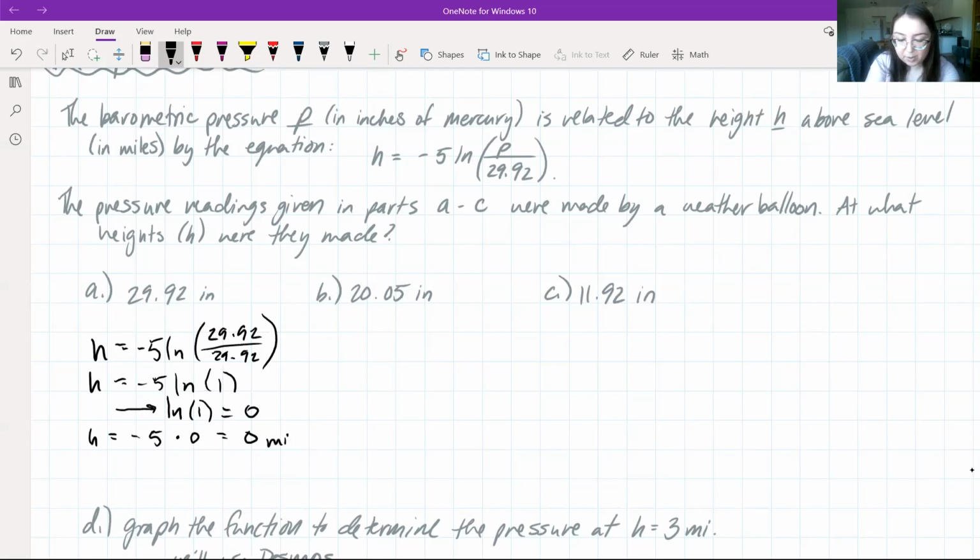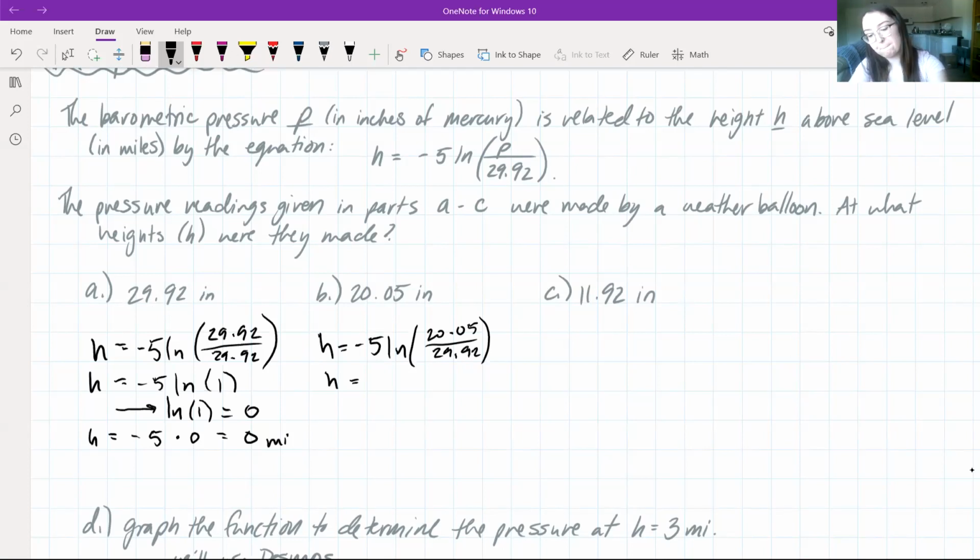Now we'll do the same thing for part B. We have h is equal to -5 times the natural log of 20.05 divided by 29.92. I invite you to take a moment and calculate this on your own. If you have, you'll realize that we get h is about 2 miles above sea level.